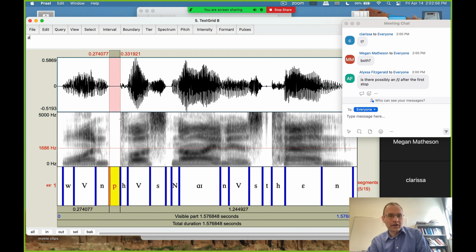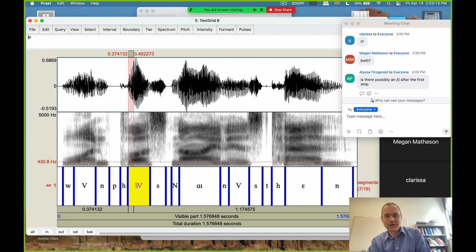Is there possibly an L after the first stop? Yes, there is possibly an L. Why do you think that? With what I was thinking the sentence said, there has to be an L there for it to make sense. Yeah, so it's kind of hard to see because it gloms right into the vowel, but yeah, there's an L in here.